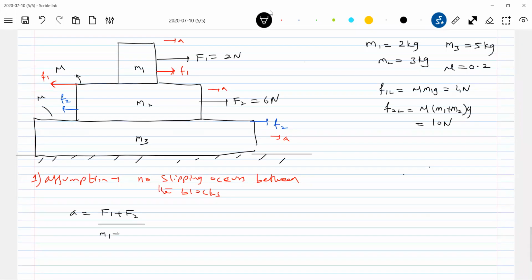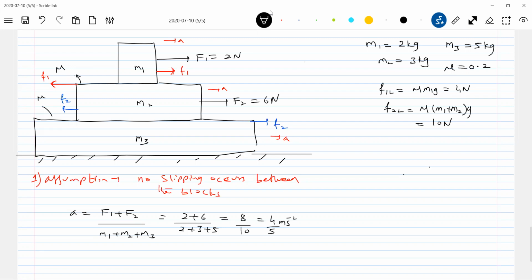Divided by M1 plus M2 plus M3. F1 minus F2 plus 6, over 2 plus 3 plus 5. That is 8 by 10, which is 4 by 5. Now we'll cross check one by one.